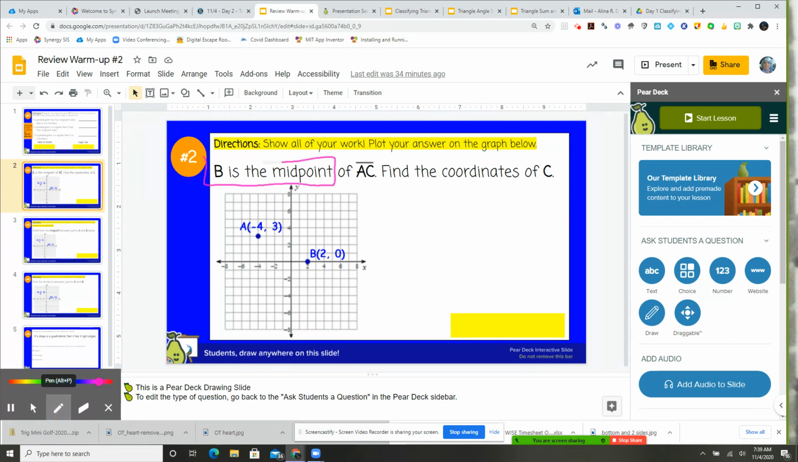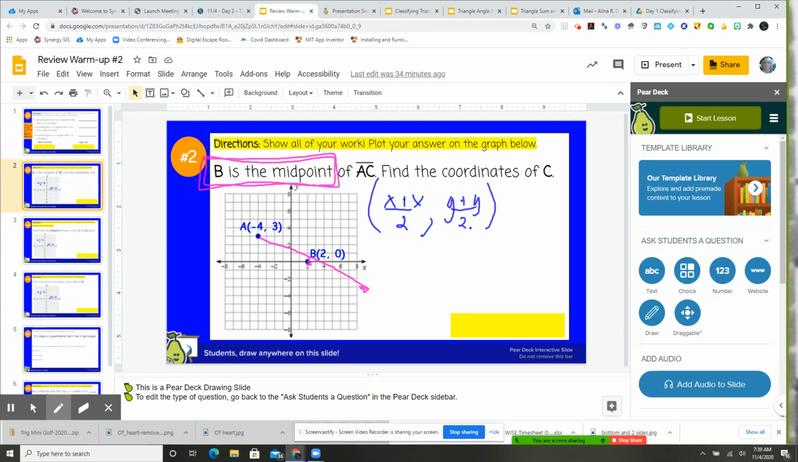B is the midpoint. This geometry stuff is so important to read. So B is the midpoint. I'm going to predict that the endpoint is somewhere over here. So now I've got to figure out what it is. A couple of different strategies to do that. (X plus X) divided by 2, (Y plus Y) divided by 2 is probably the easiest one.